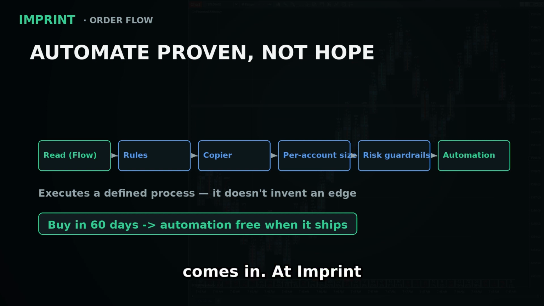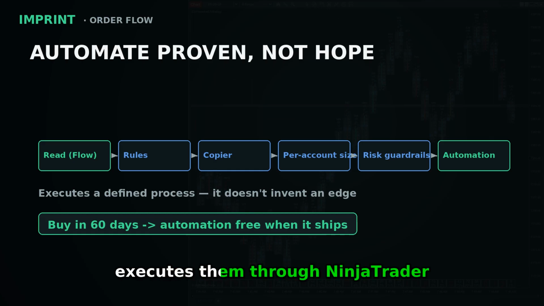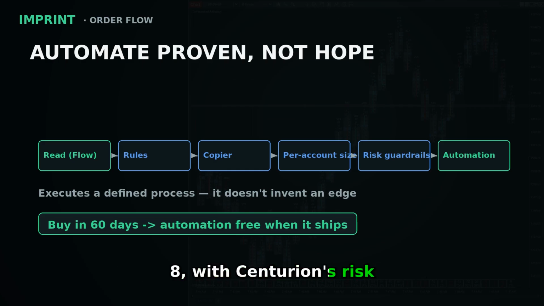At Imprint, we're building toward an automated execution layer that takes defined Imprint Flow style reads and executes them through NinjaTrader 8, with Centurion's risk controls underneath. Not a magic money machine, not a promise of profit.